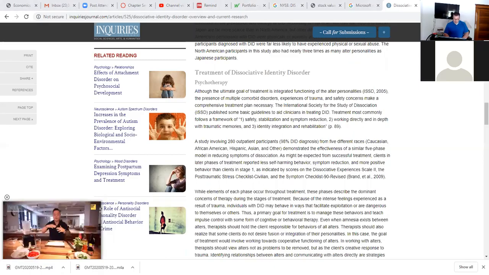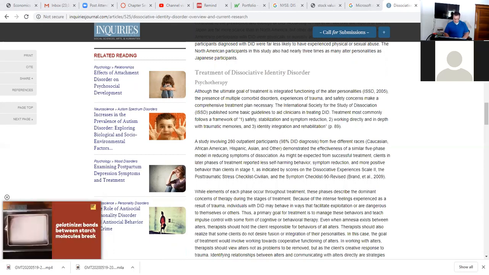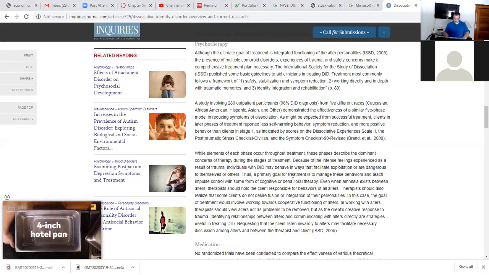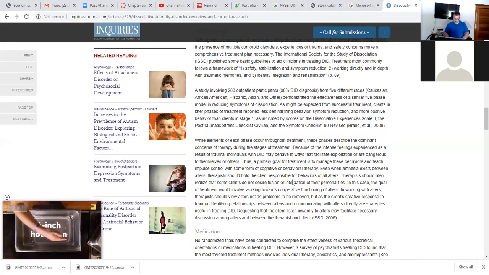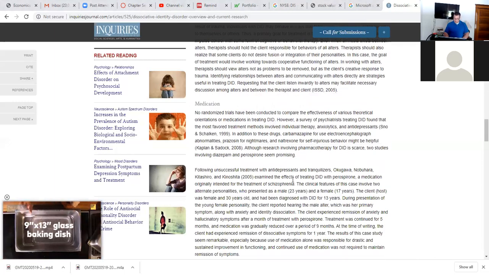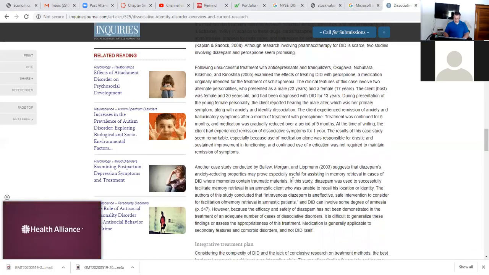What perspectives are utilized? I think we discussed that. Freud's psychotherapeutic approach. What are the steps in progression? That's the question we just answered. And what influences the success or failure of this? I think we can get into, in this case, the goal of treatment would involve working towards a cooperative functioning of alters, and working with alters. Therapists should view alters not as problems to be removed, but as the client's creative response to trauma. And so them not being able to recognize the trauma, or to get in touch with their emotions or memories regarding the trauma, might be problems.